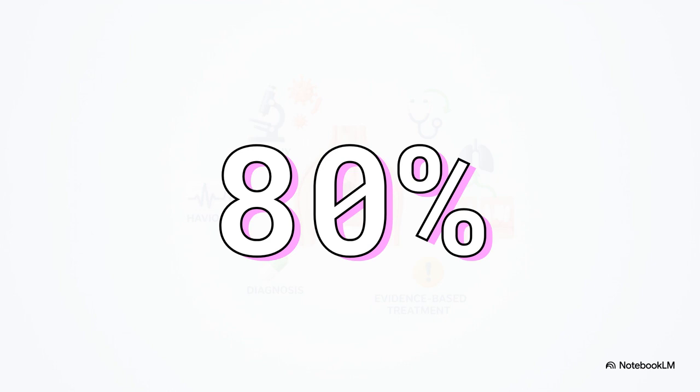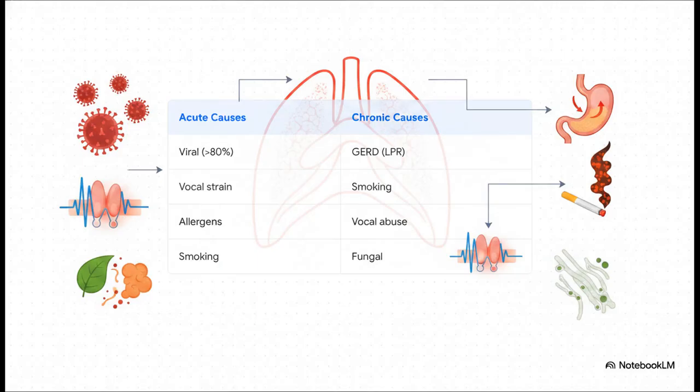When a patient walks in with a sudden loss of voice, it is overwhelmingly likely to be a viral invader. Understanding this viral dominance, that's your primary shield against unnecessary prescribing. Now, beyond our heavy-hitting viruses, acute triggers can also include things like sudden vocal strain, sudden allergen exposure, or acute smoke inhalation. But we've got to contrast those with the more insidious chronic causes.